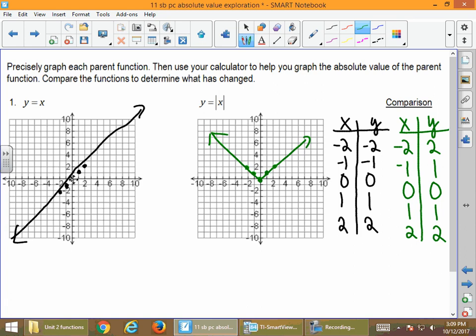And what's happening here is that when we take the absolute value of a negative number, like the absolute value of negative 2, we get positive 2. Or the absolute value of negative 1, we get positive 1. So in other words, well, let's keep going here before I really point out what's happening in the graph.